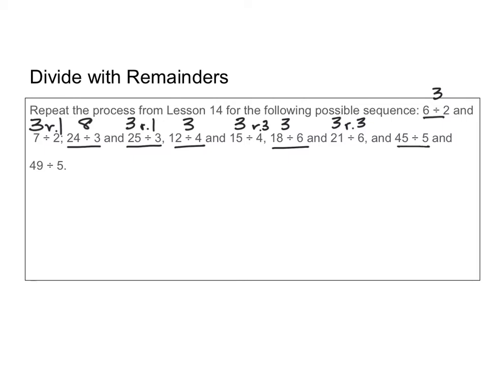45 divided by 5. 5, 10, 15, 20, 25, 30, 35, 40, 45. That gives us 9. And then the last one, 49 divided by 5. Well, 5, 10, 15, 20, 25, 30, 35, 40, 45. The next 5 would take us to 50, which is too much. So we're going to go with the 9. And from 45, we have 46, 47, 48, 49, with a remainder of 4.